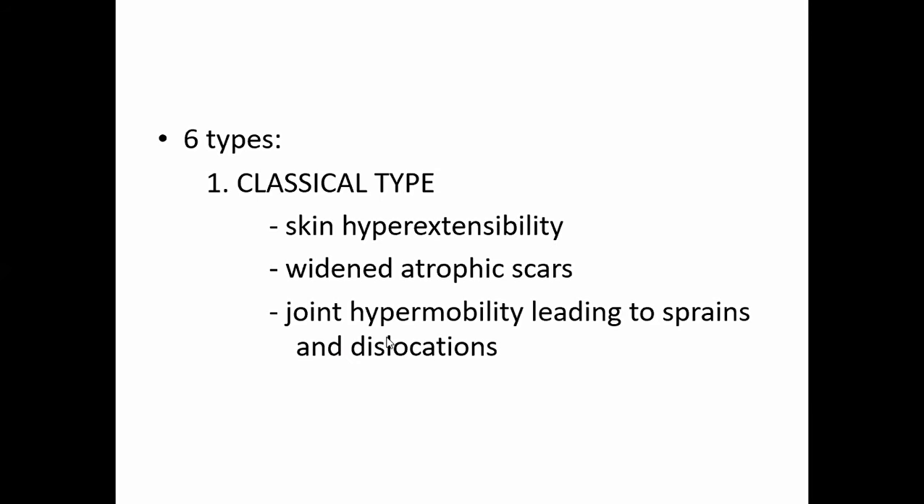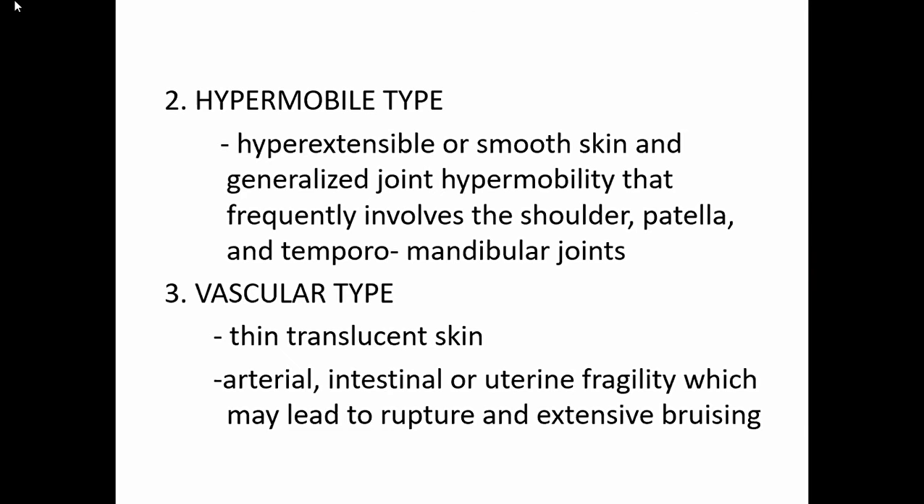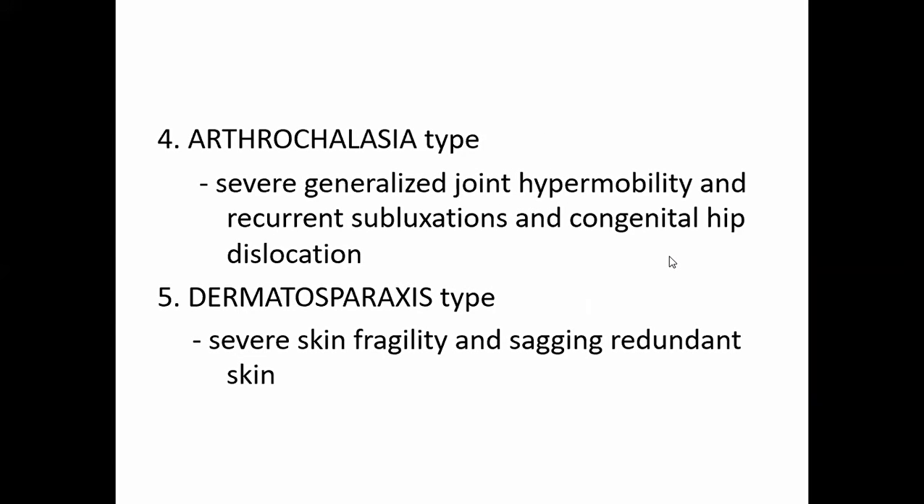The classical type, in which there is skin hyperextensibility, widened atrophic scars, and joint hypermobility leading to sprains and dislocations. The hypermobile type. The vascular type, which has thin translucent skin. The arthrochalasia type, with severe generalized joint hypermobility, recurrent subluxations, and congenital hip dislocation.